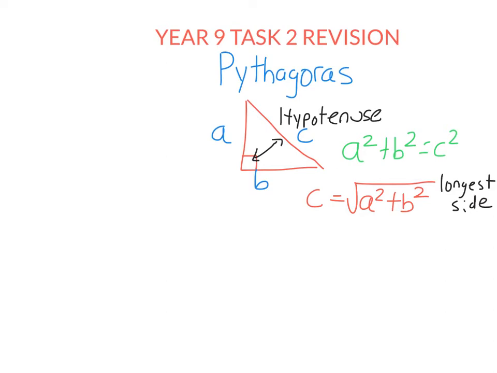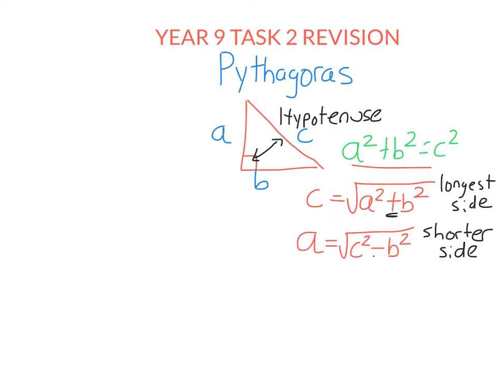So if I want to find one of the shorter sides, I can rearrange this formula. Let's say I call it A. So if I rearrange this formula and make A the subject, I get A equals the square root of C squared minus B squared. Again, that's the formula I use to find the length of a shorter side. Note there's a plus when you're finding the longest side and a minus when you're finding a shorter side.